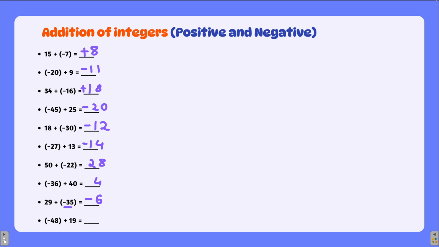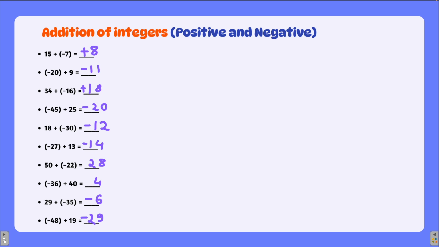Now, next number is minus 48 plus 19. So, it will be 48 minus 19. So, 18 minus 9 is 9. This 4 will become 3. 3 minus 1 is 2. And with a negative sign, since 48 is greater than 19.